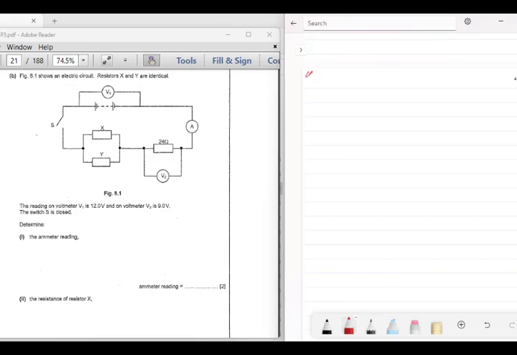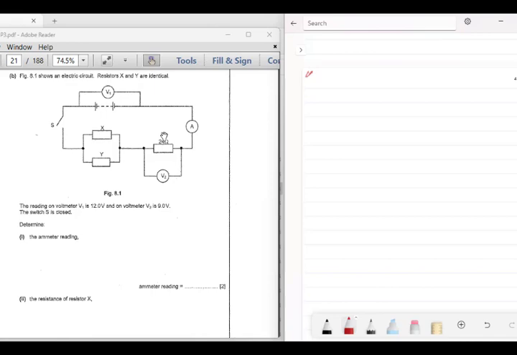Well, this question is from the 2021 exam. So B, it reads: figure 8.1 shows an electric circuit. Resistors X and Y are identical. That means everything else is the same. Everything is the same about them, okay?